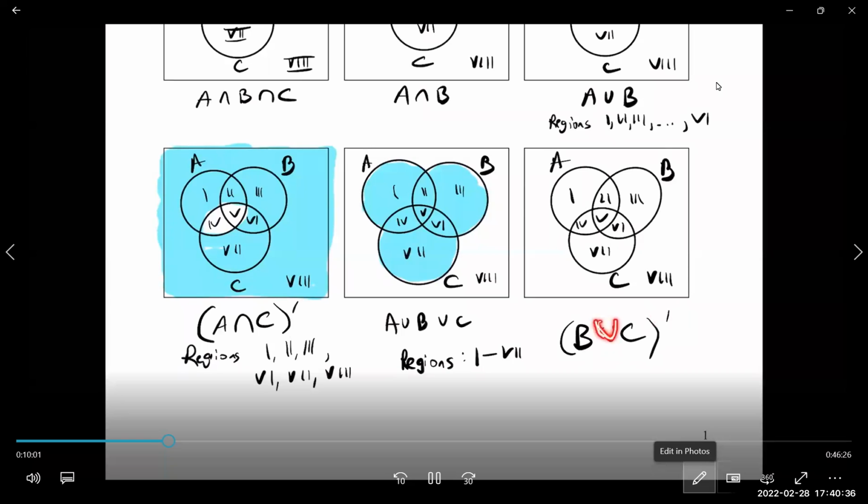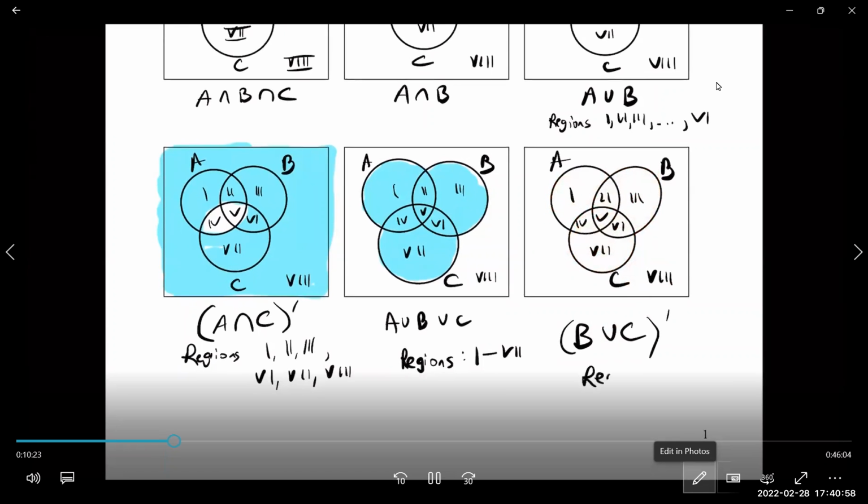So union means everything in C and then everything in B. Yeah, so the complement of that would be 1 and 8. 1 and 8. Very good, you got it. So everything in B and everything in C, but the complement is everything except that. So it'd just be 1 and 8. Yeah, so the regions would be 1 and 8. All right, so I'm gonna highlight that 1 and 8.